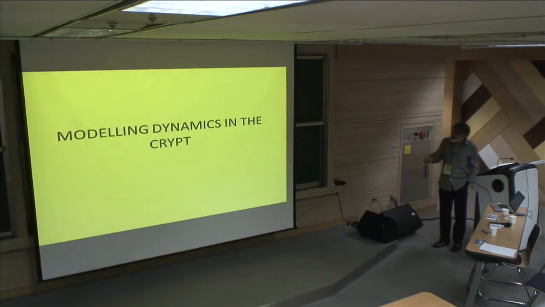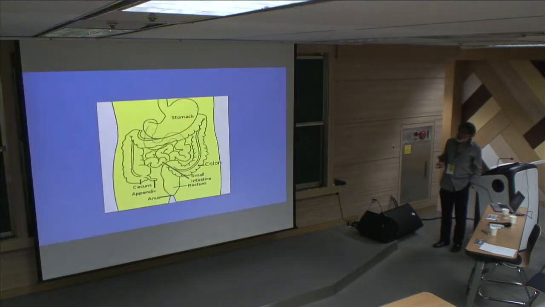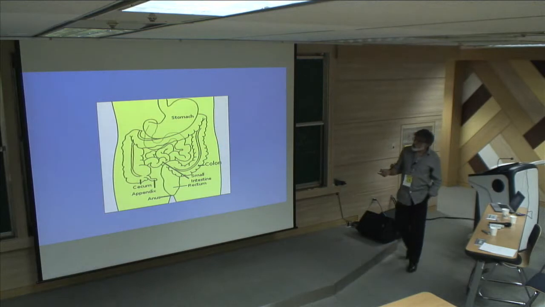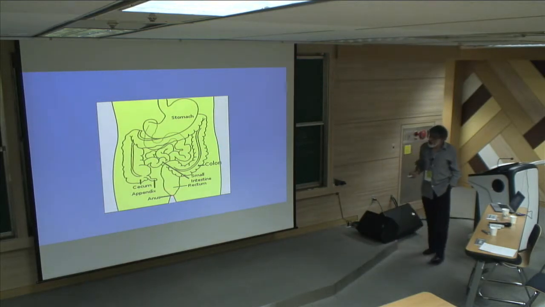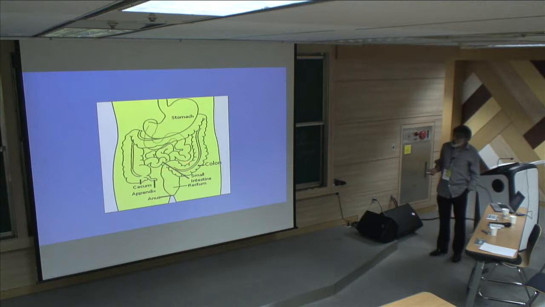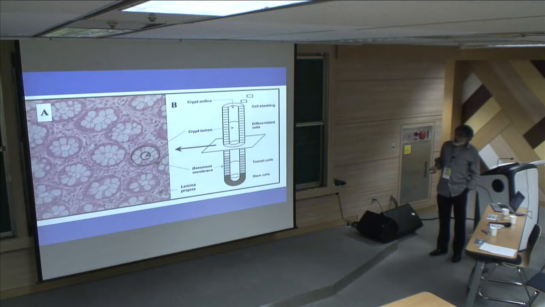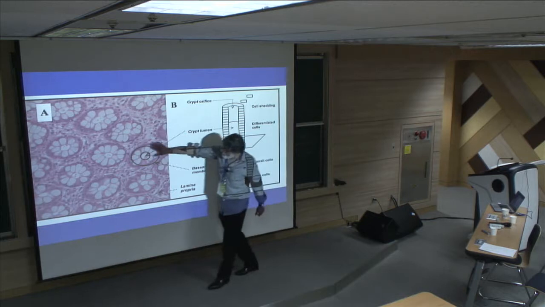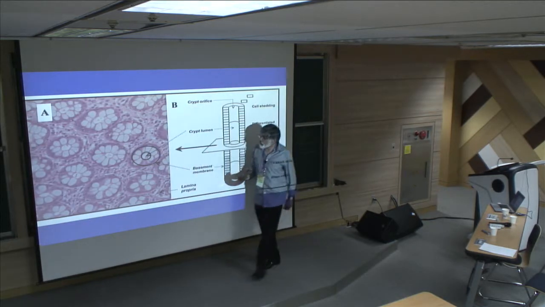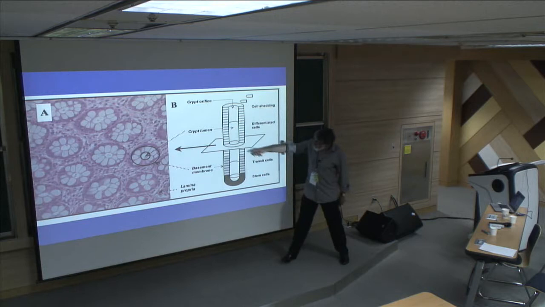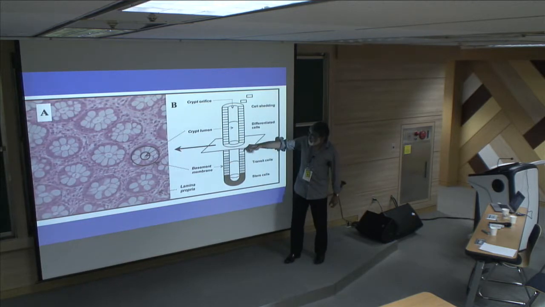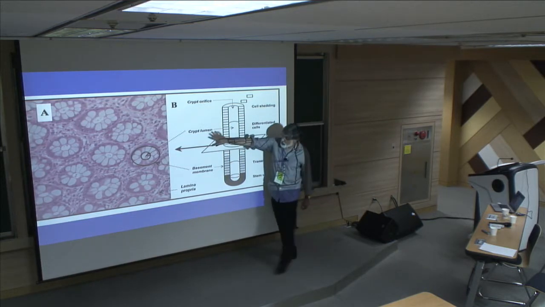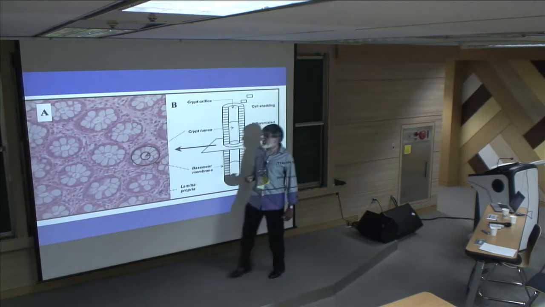Okay, so I'm now going to go on to something completely different, which is modeling dynamics in the crypt. So for those of you who don't know what your insides look like, there they are. Nice thing to look at just after lunch. Okay, and so here you have the colon, and here you have the small intestine. And what happens with the colon and the small intestine is that they're covered in things like this, which are called crypts. And so these are indentations into the tissue.